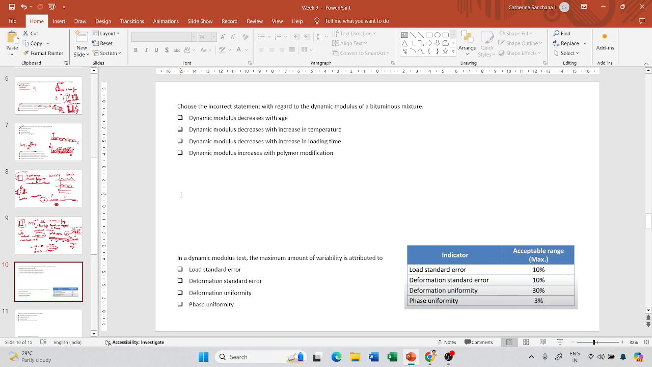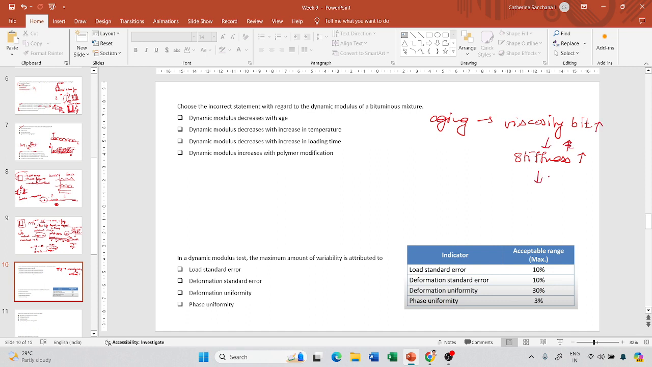Now moving on to the next question. Choose the incorrect statement with regard to dynamic modulus of a bituminous mixture. Let us go through the statements one by one. Dynamic modulus decreases with age. So what will happen with aging? You know that on aging, the viscosity of the bitumen increases. So if the viscosity of the bitumen increases, its stiffness is going to increase.